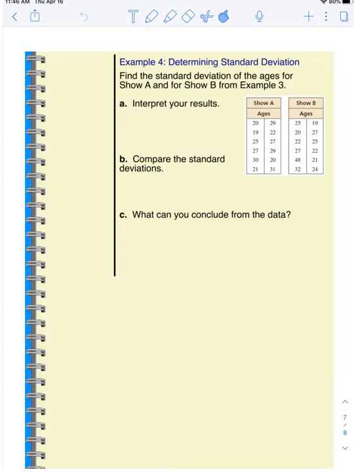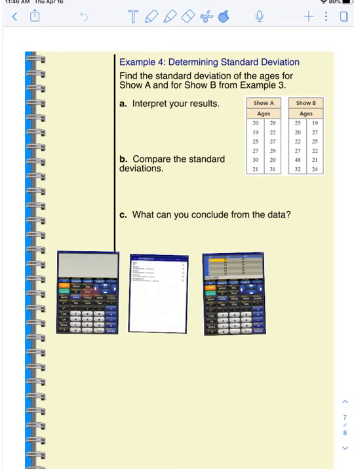All right, so now we're going to practice finding standard deviation. So first step, use your Graph and Calc, click Stat, then click Edit, and then enter your list data. Because there are two separate lists of data, show A and show B, I entered show A into L1 and show B into L2. So you have two separate lists of data.